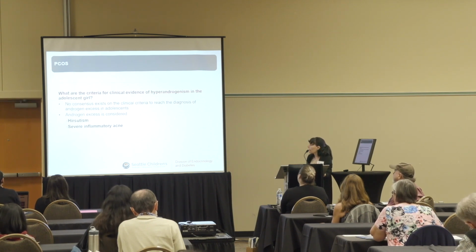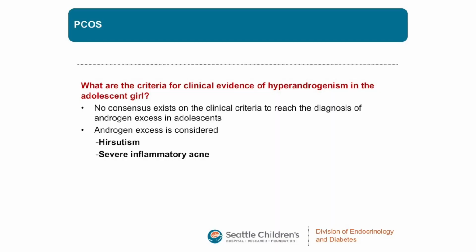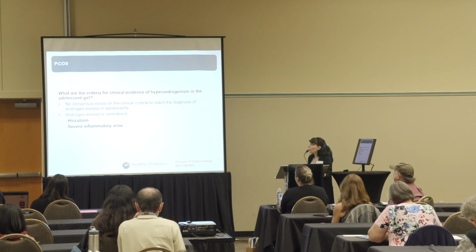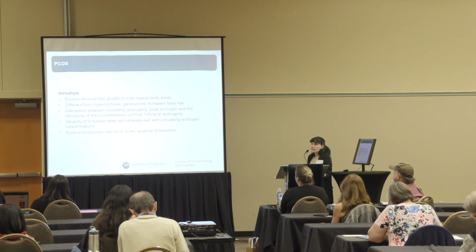Next slide. So what are the criteria for clinical evidence of hyperandrogenism in an adolescent girl? Well, the first thing that we have to think about, and we don't have a clinical criteria for adolescents, but we have to think about clinical hyperandrogenism when we see hirsutism, we'll talk about that, and severe inflammatory acne. Next slide. So what is hirsutism?